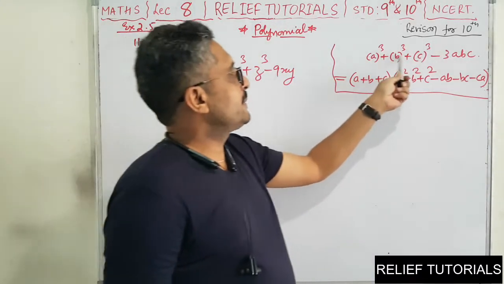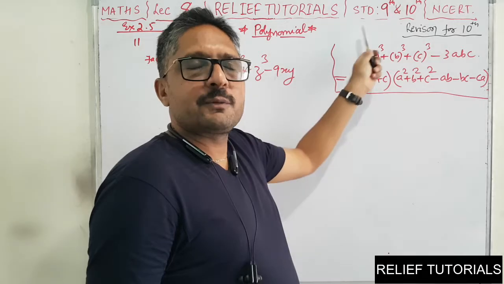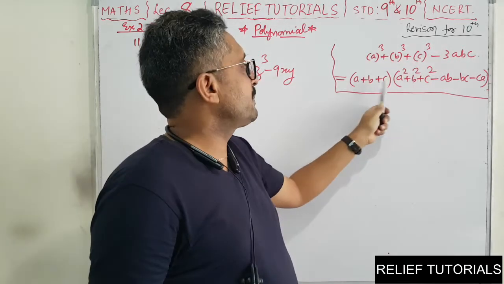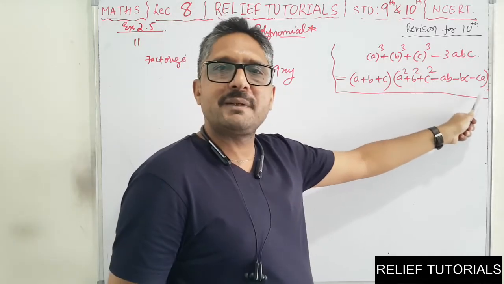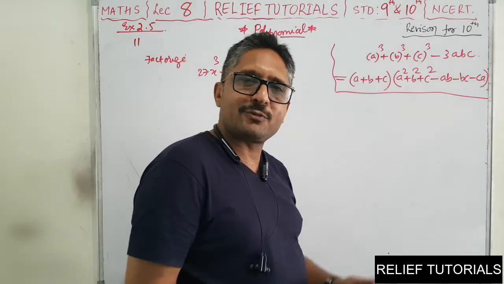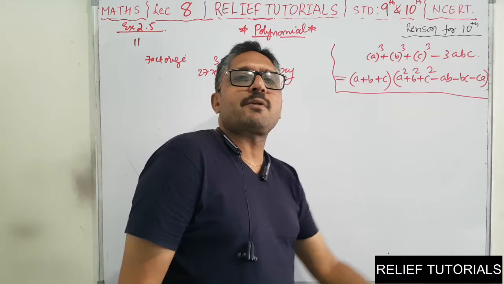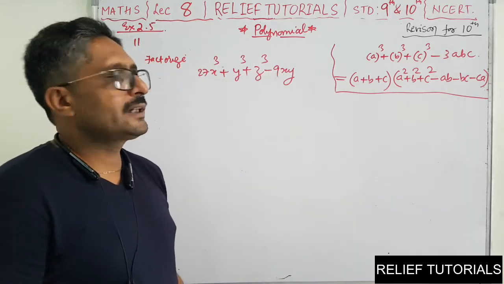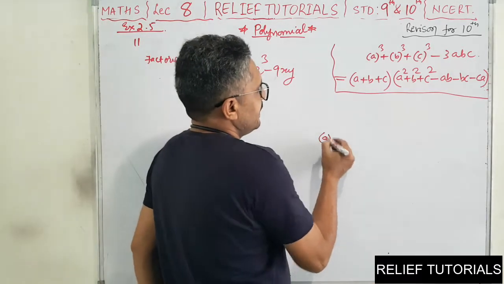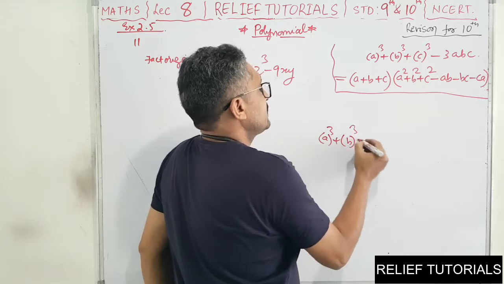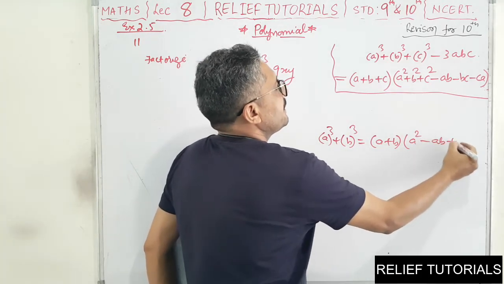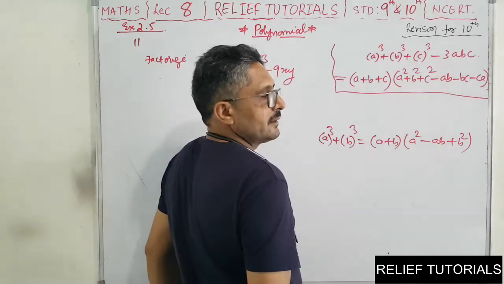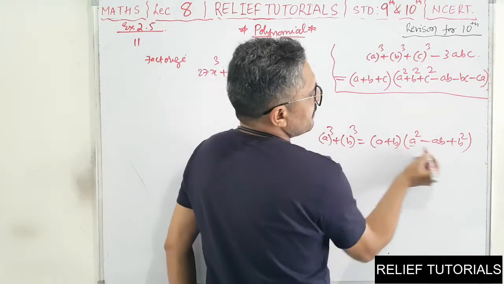For a cube plus b cube, we were writing a plus b. Now a cube plus b cube plus c cube means you write a plus b plus c, then the square of first term, square of second term, square of third term, minus ab minus bc minus ca. It is similar to what we have done in the previous problem. See here, a cube plus b cube is equal to a plus b, then we write a square minus ab plus b square.